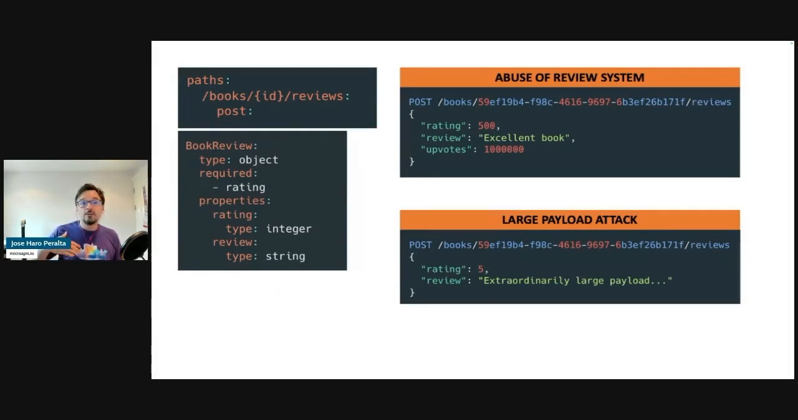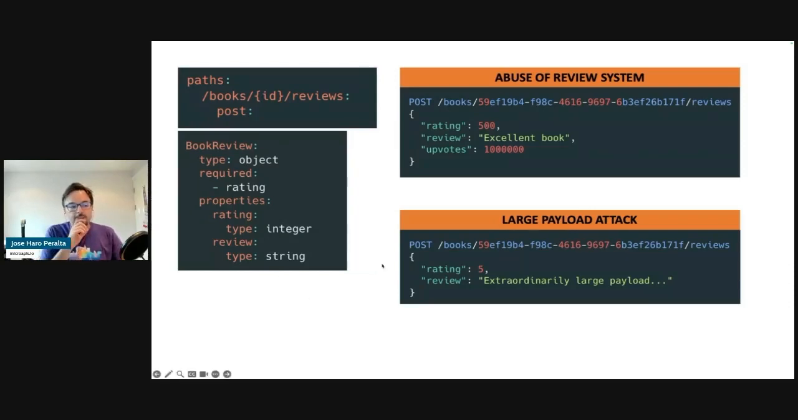So we may say, well, send a rating of 500 and see what happens. We can push the score of the review higher. And we can also say, well, the upvotes is going to be set to 100 million from the beginning as well. If those values pass through, we're going to be able to abuse the review system of the website.